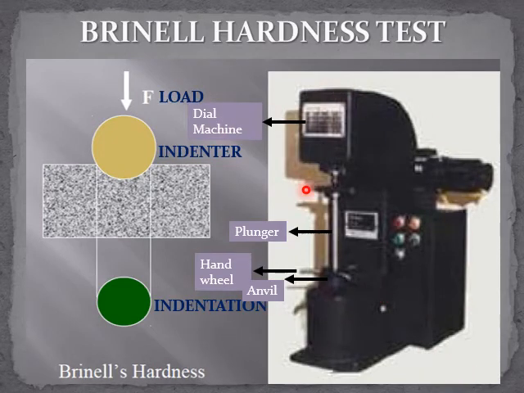This is the Brinell hardness testing machine. A load is applied from the top and the value of the load is read from the dial. You have a plunger, a long elongated steel rod, below which the indenter steel ball is placed. The specimen is placed on top of the anvil. A hand wheel is provided to screw and tighten the specimen.